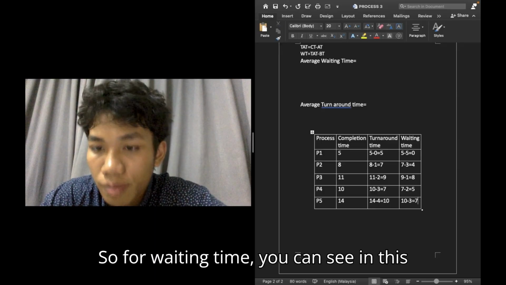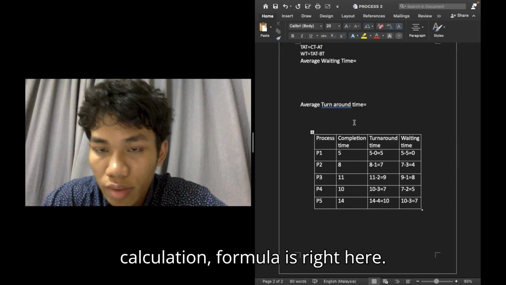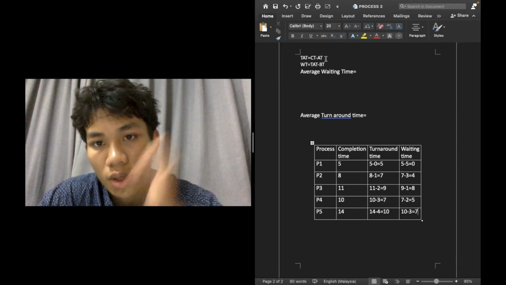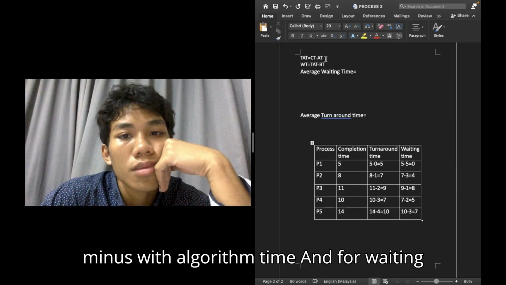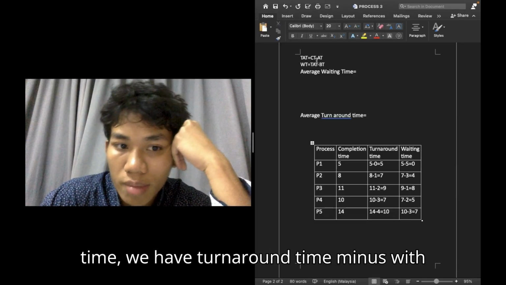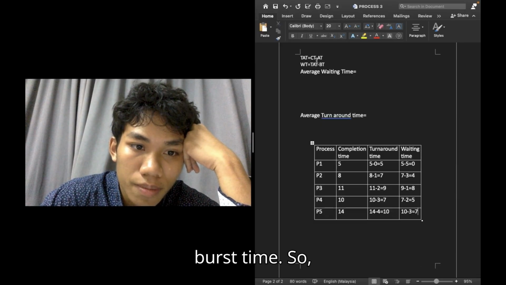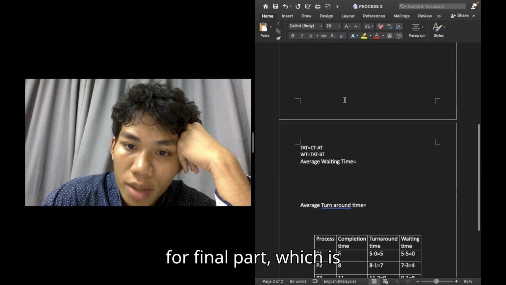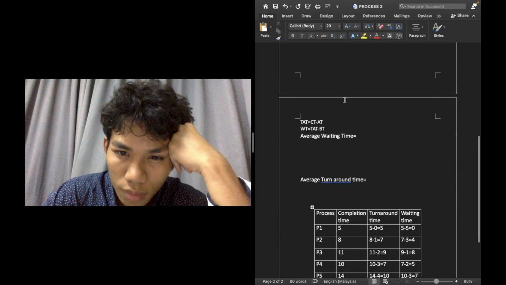So for waiting time, you can see here the calculation of it. The formula is right here. Turnaround time equals completion time minus arrival time. And for waiting time, we have turnaround time minus burst time. So for the final part, which is average waiting time.